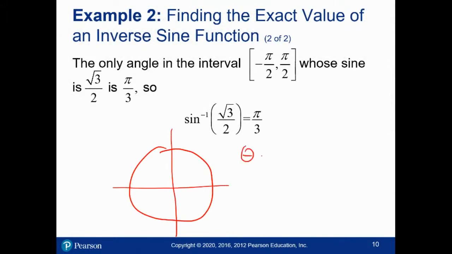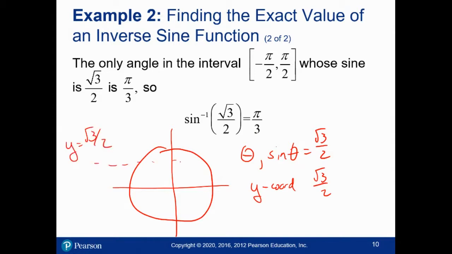I want an angle whose sine is √3 over 2. So I want the y-coordinate of the point on the circle to be √3 over 2. So I'm going to draw the line y equals √3 over 2, and it's at about here. It's a horizontal line, and it's about there. Notice it intersects the circle in 2 different places.